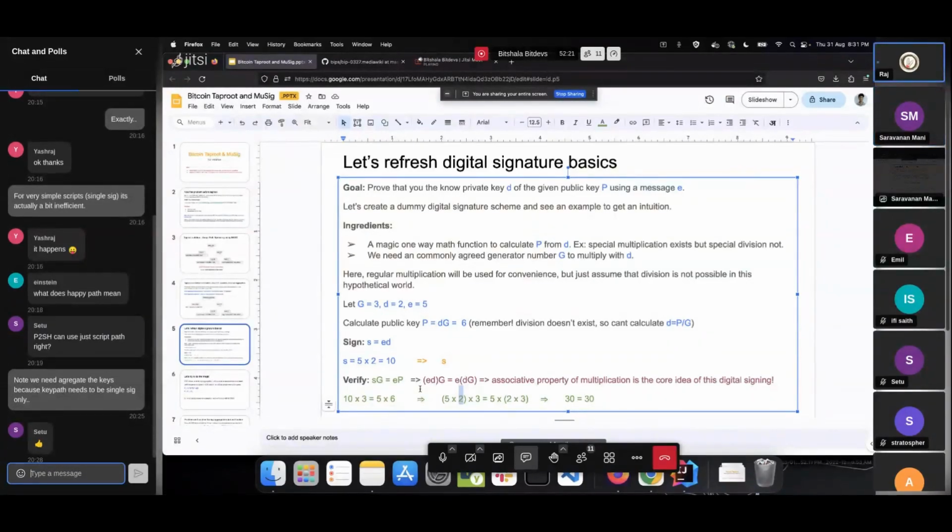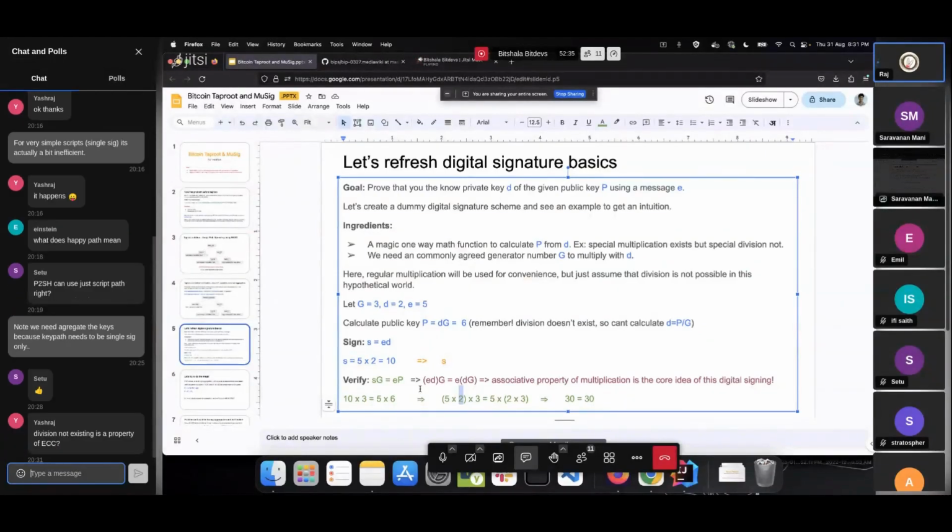Right. So just to recap, a verifier knows the public point G, he knows the signature that I have given him, he knows my public key, that is P, and he knows the E. So what he does is he takes the signature, multiplies it with the public point and gets a number. Then he takes the message, multiplies it with my public key and gets a number. And if these two numbers are the same, then he says, yes, the guy with the private key corresponding to this particular public key is the only guy who can create the right value of S.